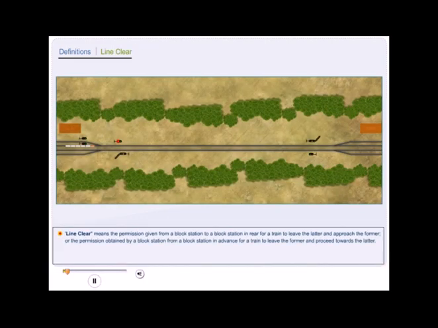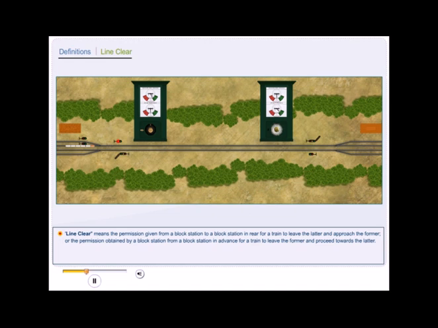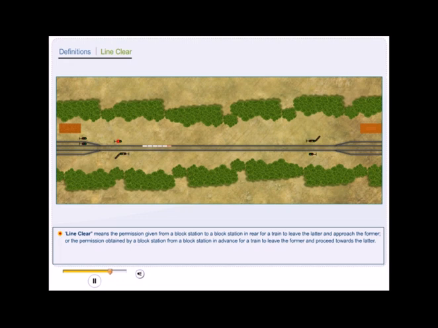Line clear means the permission given from a block station to a block station in rear for a train to leave the latter and approach the former, or the permission obtained by a block station from a block station in advance for a train to leave the former and proceed towards the latter.